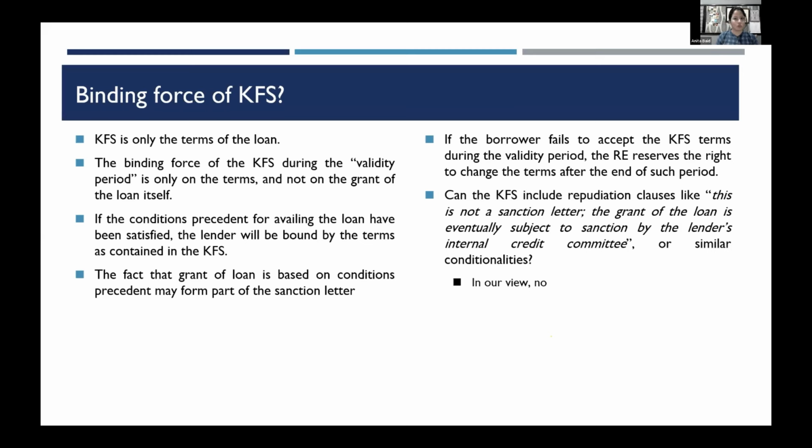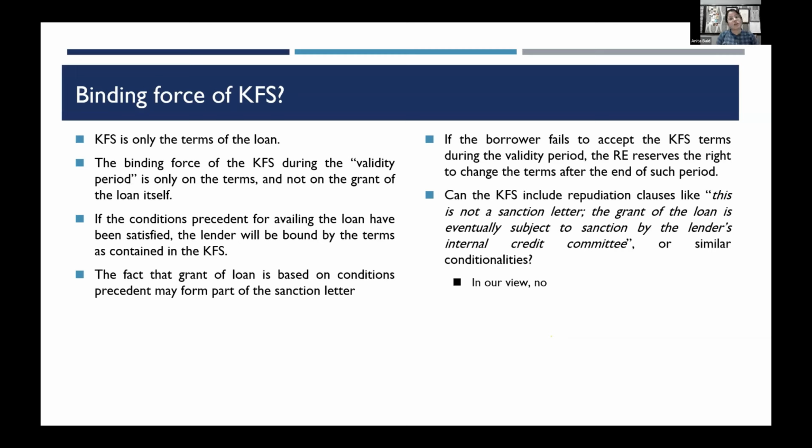So the answer is no, because the terms of the loan, the interest rate, the charges, the tenure, the EMI computation, the APR computation, these are the terms of the loan. These cannot be changed once I have issued the KFS. Because there is a validity period, the borrower has the discretion to agree to these terms or decline these terms. If agreed, the lender is bound to follow the terms. So I'll have to lend only on those terms.